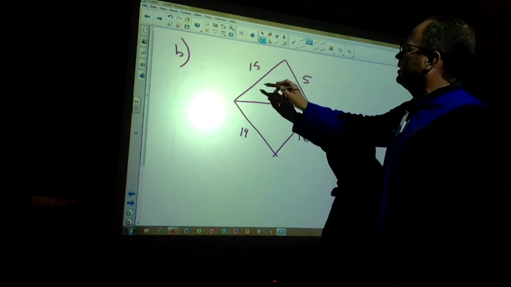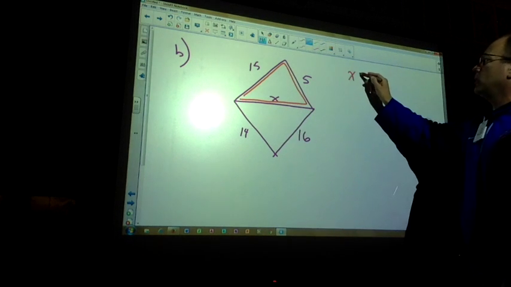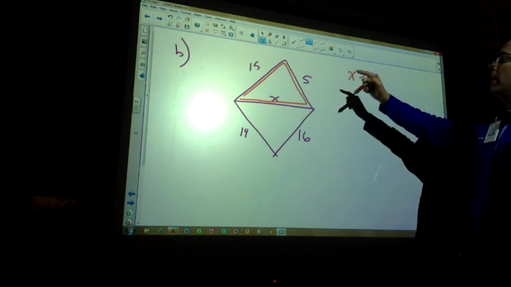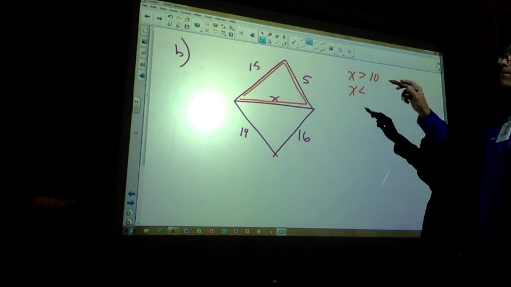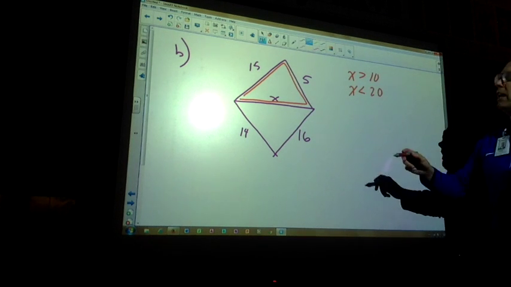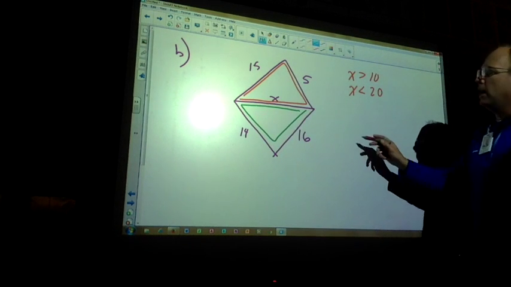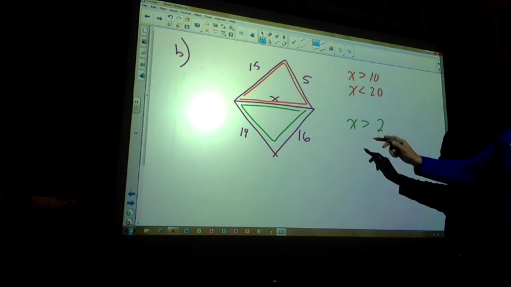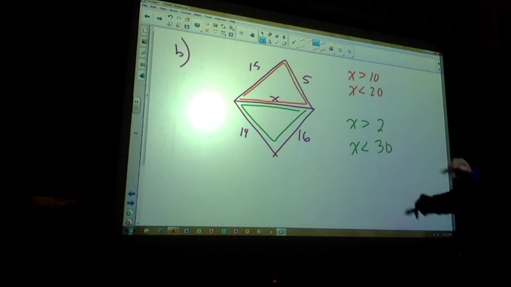So let's look at this triangle right here. So x has got to be greater than 10, because 10 plus 5. And then x has also got to be less than 20. Does that work? So that's for that top one. Now let's take the same x down here and figure out x has got to be greater than 2, right? And x has to be less than what? 30.